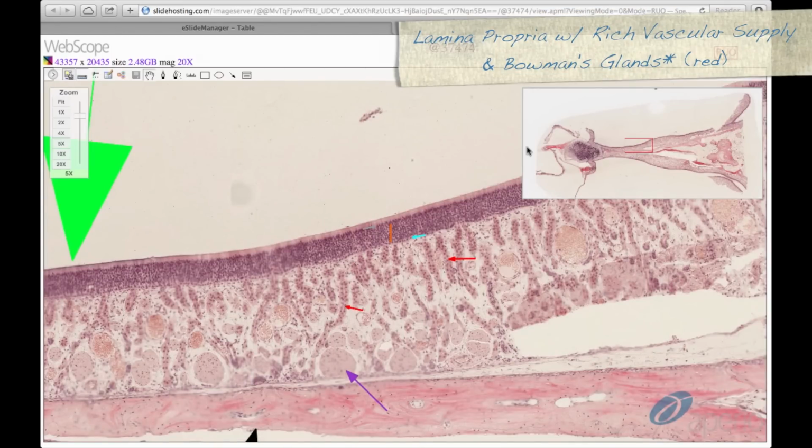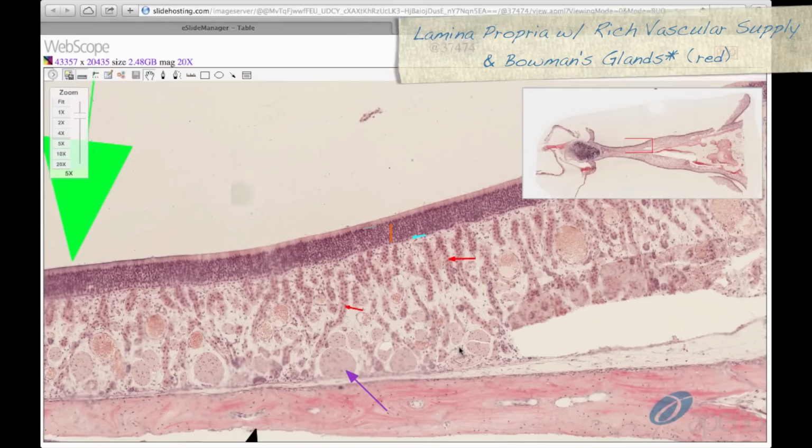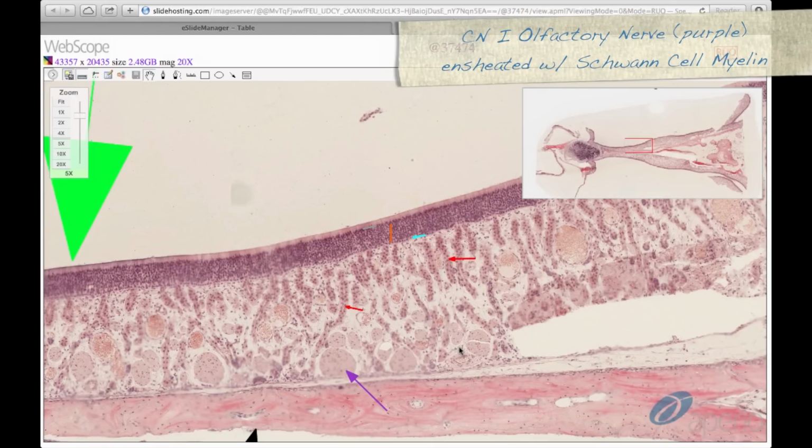Turn your attention to the lamina propria within the nasal septum, which contains a rich vascular network. Again, you can also find the mucus-secreting Bowman's glands here at the red arrows. Don't forget, these structures are the main identifying factor for olfactory epithelium. The bundles of nerve we see here at the purple arrow are the olfactory nerves of cranial nerve 1, which are ensheathed in myelin by Schwann cells.